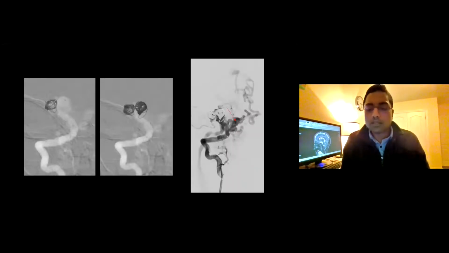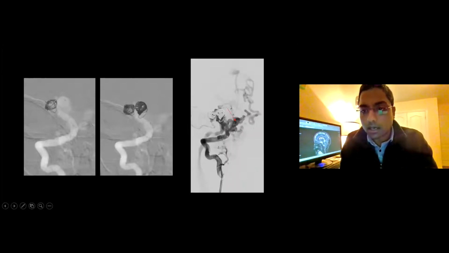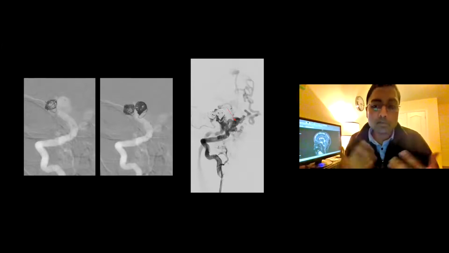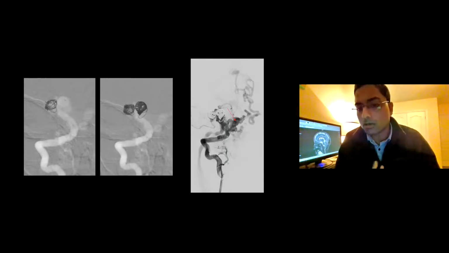So we started treating by coiling this fistula. You can see we have two microcatheters. The tip of one is here. Here's a second microcatheter. We coiled this fistula, and then when I did the test injection, I saw there's a second fistula over here. So sometimes you can miss these fistulas because there's so much happening. There are so many engorged veins.